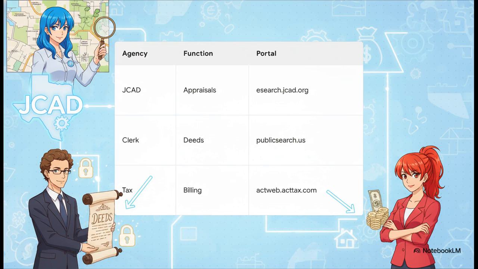Now, for this masterclass, we're focusing specifically on Beaumont, Texas. In Jefferson County, the system is split into 3 distinct government silos. They do not share a single magical database. The Appraisal District, or JCAD, determines market value and hosts the GIS boundary maps. The county clerk records the legal deed and mortgage filings. And the tax assessor bills and collects the actual money. You absolutely must know which portal to use for which specific question.